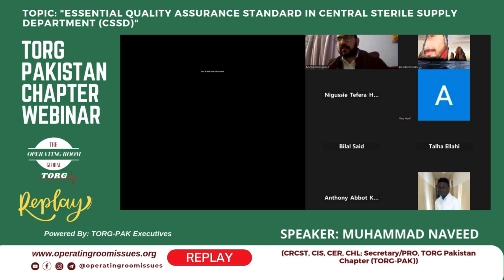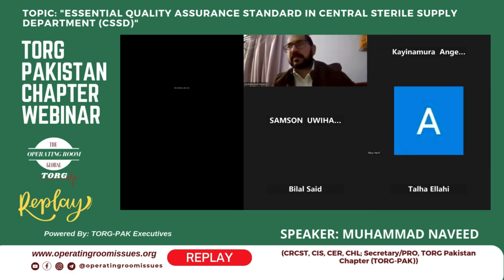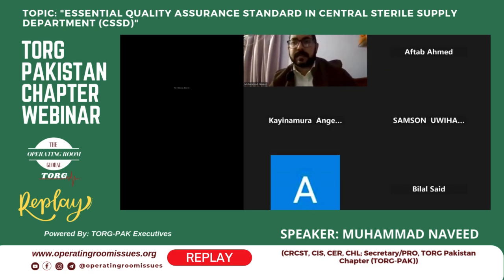ISO standards tell us about these things. Time-related means they are using different types of packing materials, and the manufacturer tells us which type of material will take how long to expire. If the packing material manufacturer tells us that after 1 year we have to reprocess the medical devices, then we have to reprocess them.